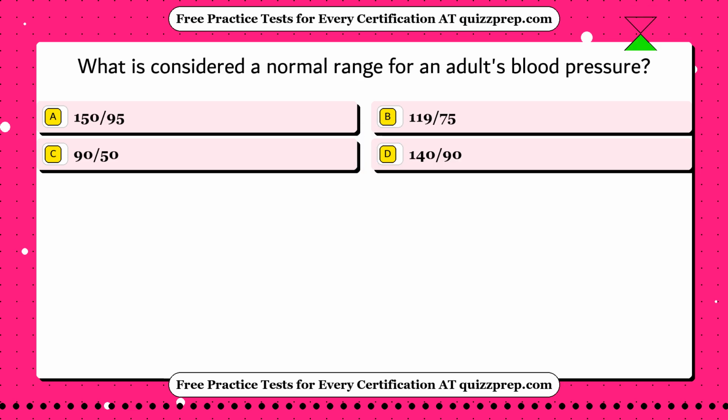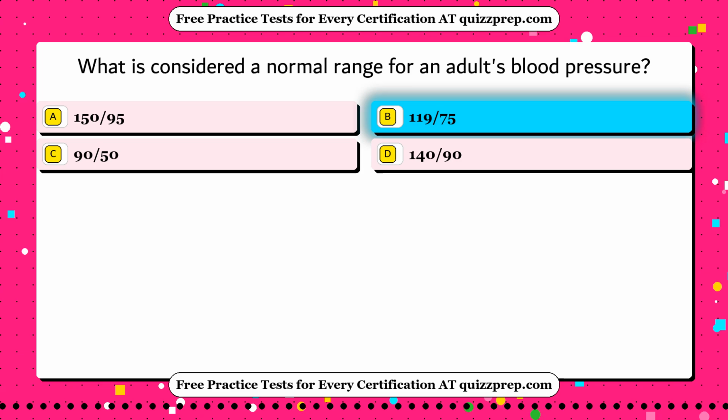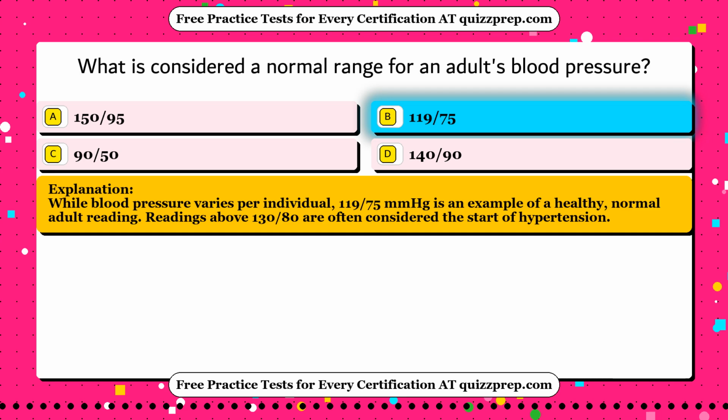Question 35. What is considered a normal range for an adult's blood pressure? Option A, 150/95. Option B, 119/75. Option C, 90/50. Option D, 140/90. The correct answer is option B, 119/75. While blood pressure varies per individual, 119/75 mmHg is an example of a healthy, normal adult reading. Readings above 130/80 are often considered the start of hypertension.